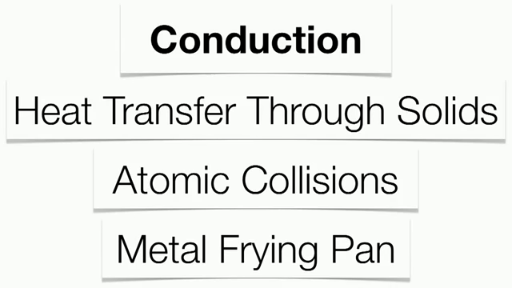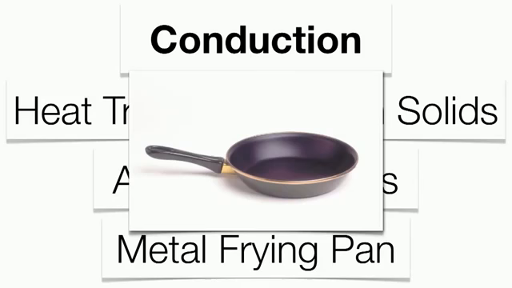A good example of this is a metal frying pan. Metal frying pans, not only are they good conductors of energy, they also heat up very quickly because they have a low specific heat. Notice that metal frying pans usually have a plastic handle, which is not a good conductor, so this way you can pick it up without burning your hands.